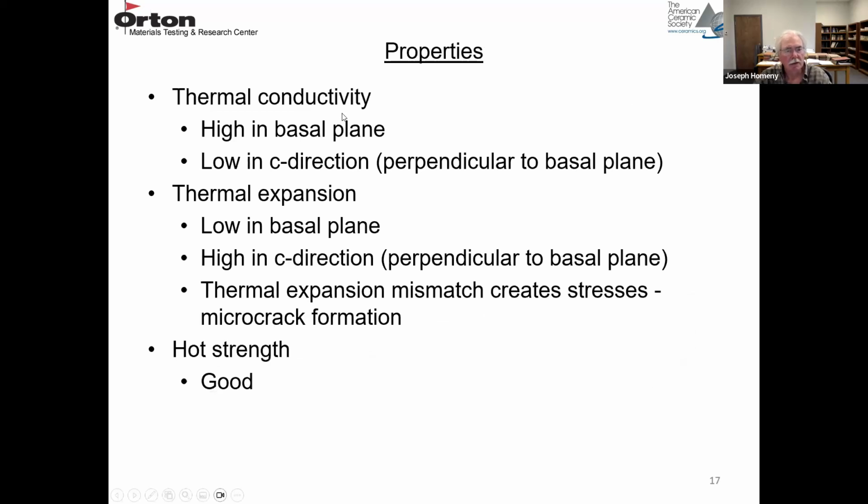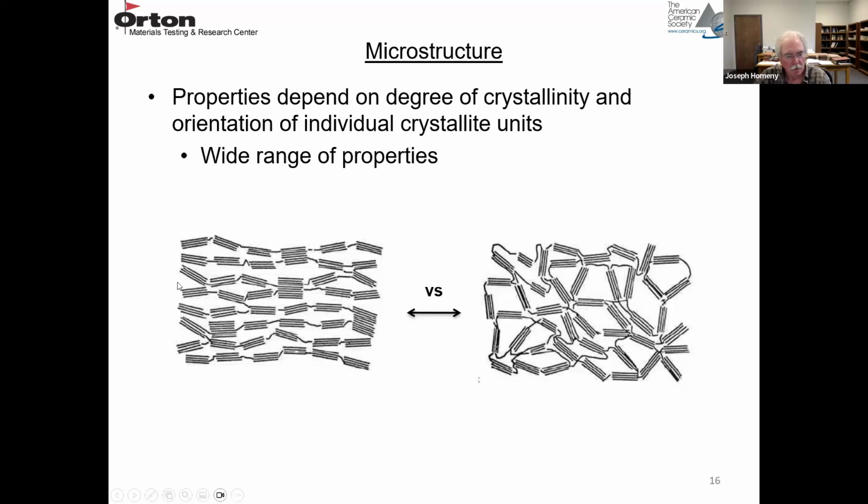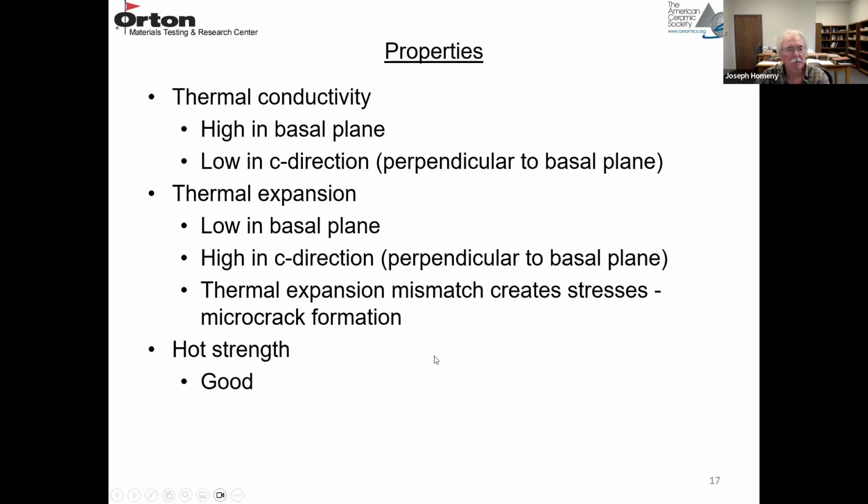So thermal conductivity is high in the basal plane, low in the C direction, perpendicular to the basal plane. So if you have a product that maybe is extruded or pressed, the graphite crystals will align like this. So in the horizontal direction, that'll be the direction of high thermal conductivity. And then in the vertical direction, that'll be the direction of low thermal conductivity.